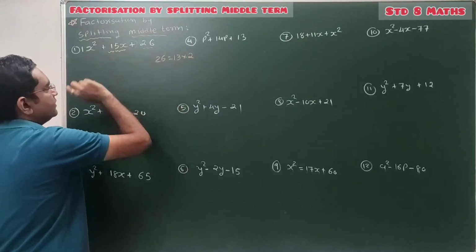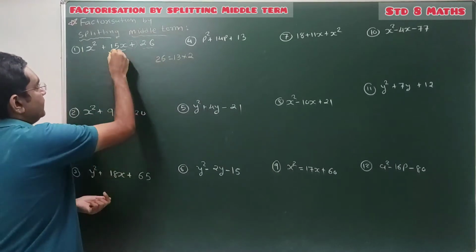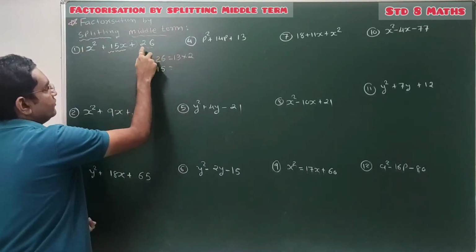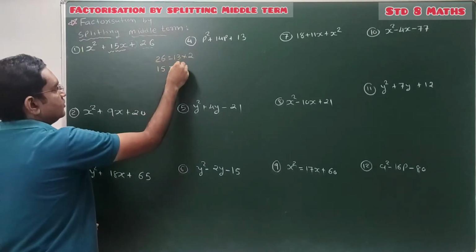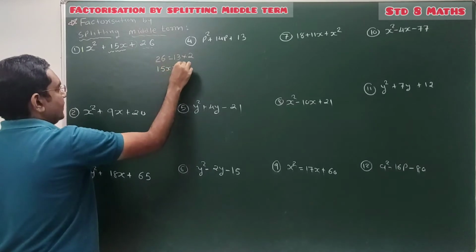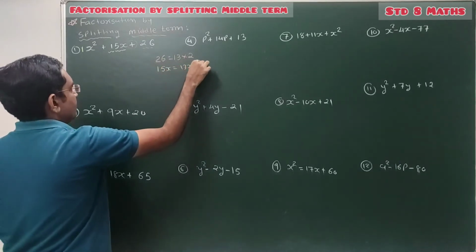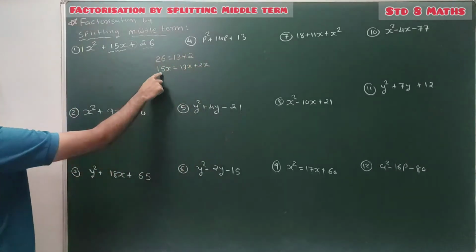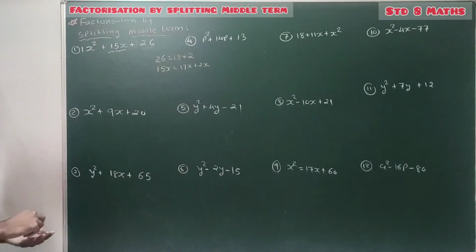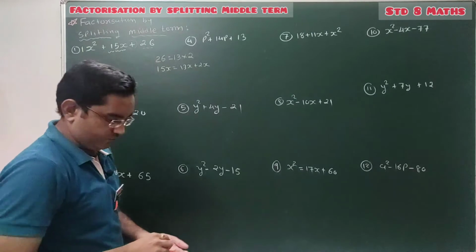13 twos are 26, and here our middle term can be split as the factors of this 26, that is nothing but 13 plus 2. So here 15x is there, so we can split this 15x as 13x plus 2x. So this 15x is now divided into two terms, 13x plus 2x. Clear students? This is known as splitting of the middle term.